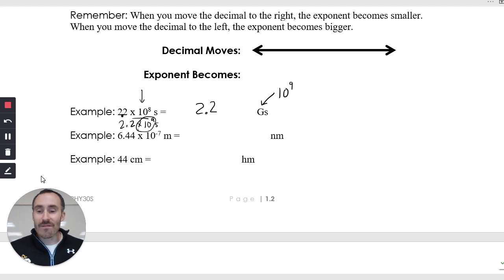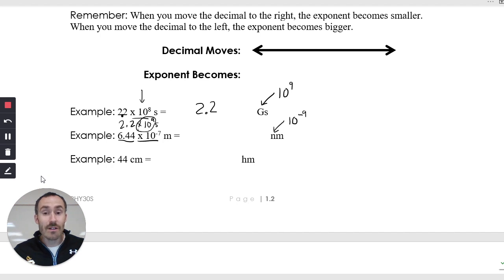Okay, so 6.44 times 10 to the negative 7 is how many nanometers? Nano is 10 to the negative 9. So this 10 to the negative 7 does not match the 10 to the negative 9. So the question is, what do we have to do to the 6.44 in order to make the 10 to the negative 7 turn into 10 to the negative 9? Think about it.